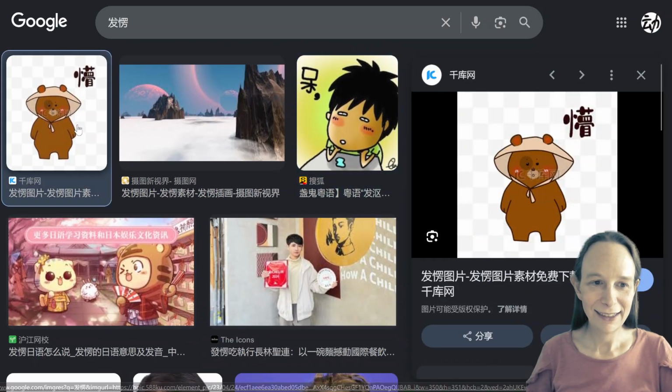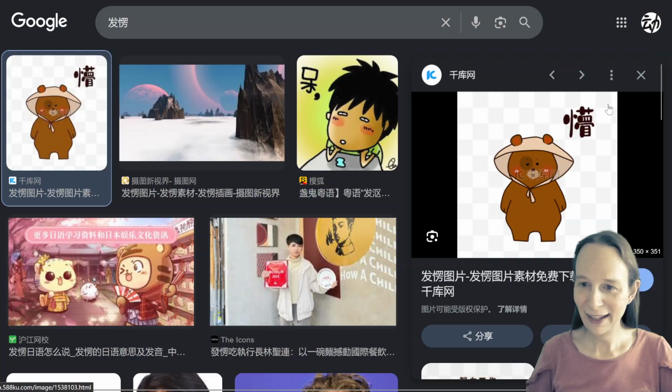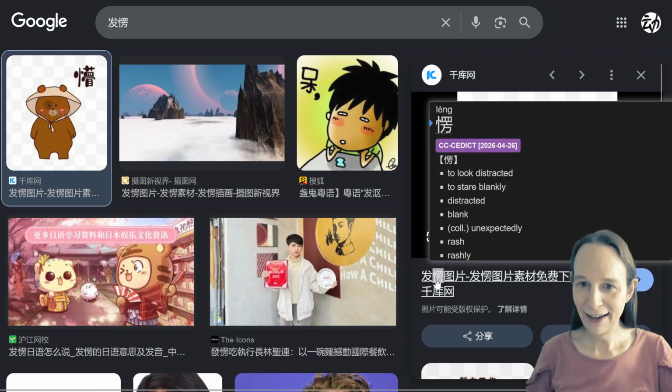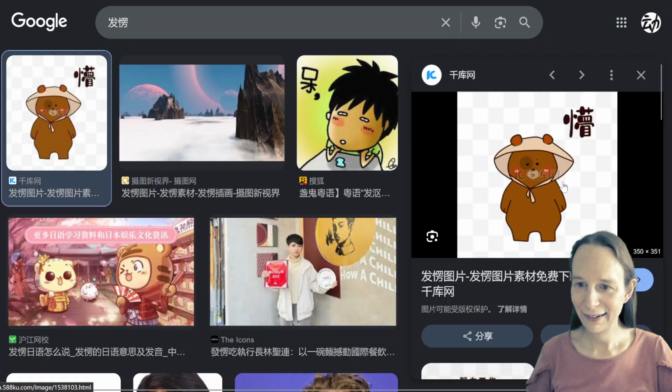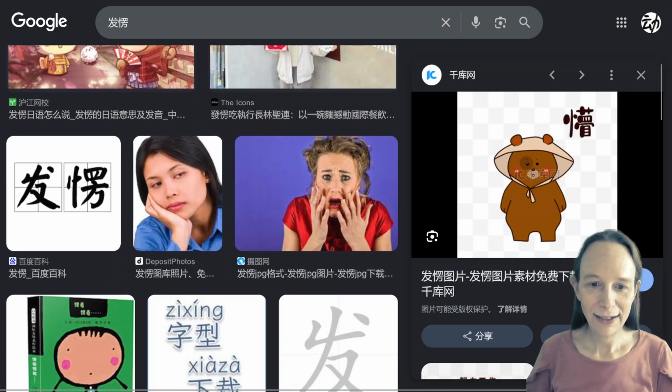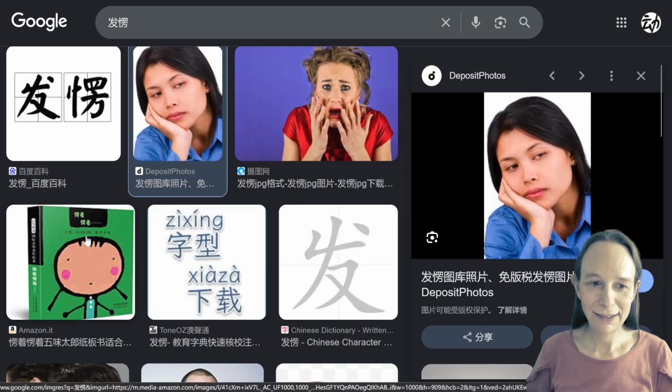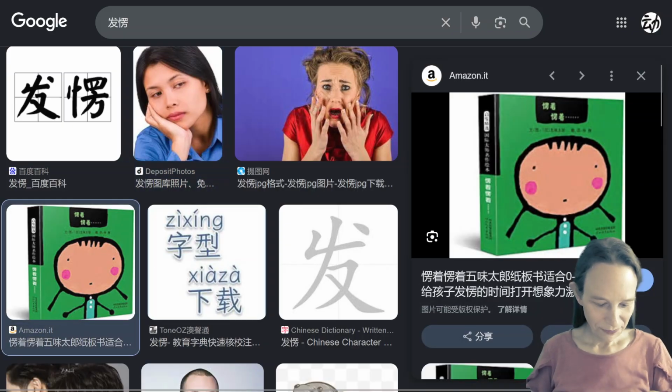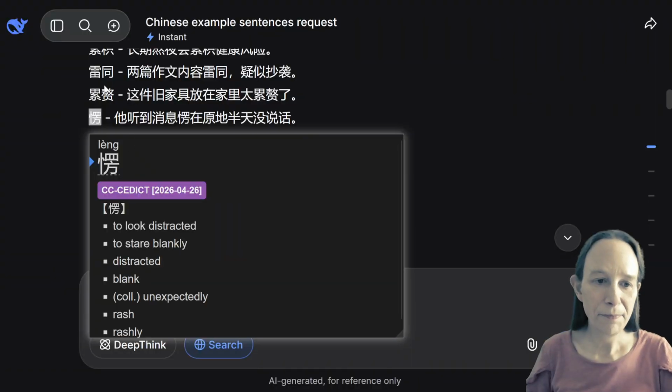发愣. Is that the traditional character for 愣? No. What is that character? It's not the same. All right, let's move on. 愣, 发愣. I don't know. Yeah, that'll do. Let's move on.